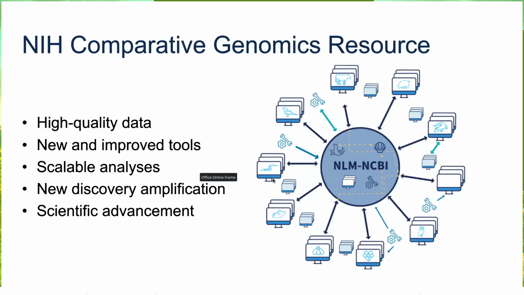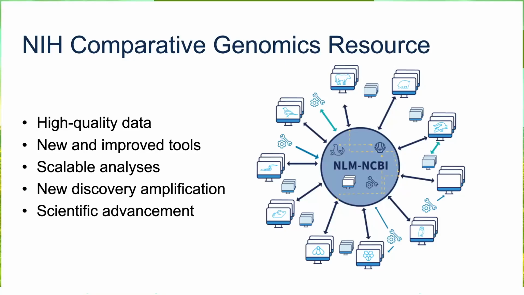How do we get there? Well, CGR facilitates comparative genomics analysis through collaboration between the genomics community and NCBI. The image on the right here represents how CGR works. In the middle is NCBI with its data, tools, and databases that can be used for comparative genomics. In the outer ring are community-provided resources that, with the community collaboration, can be brought into the NCBI ecosystem through standardized interfaces illustrated by the arrows.